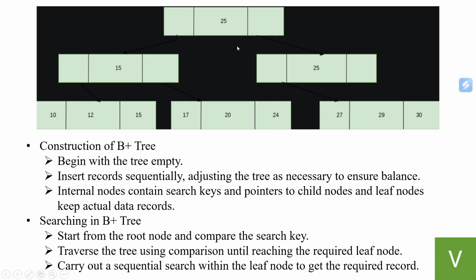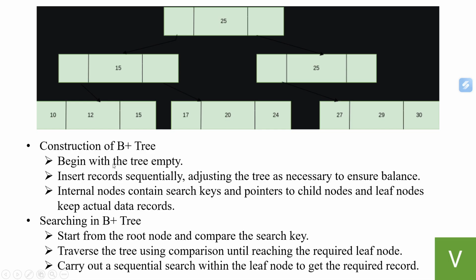Let us consider this image where 25 is the root node, and the values which are less than 25 are on the left side block of the 25, whereas values greater than 25 are on the right side of the 25, the root node.